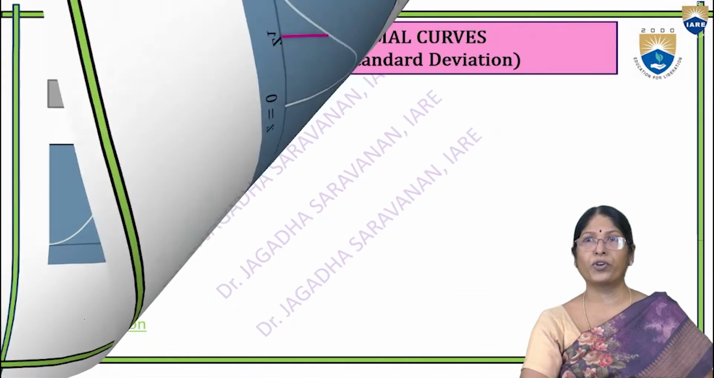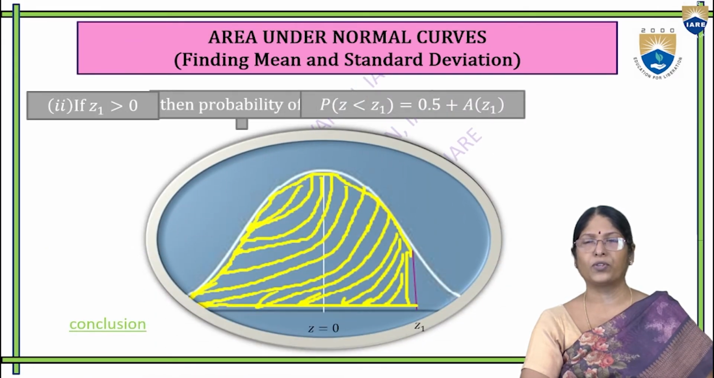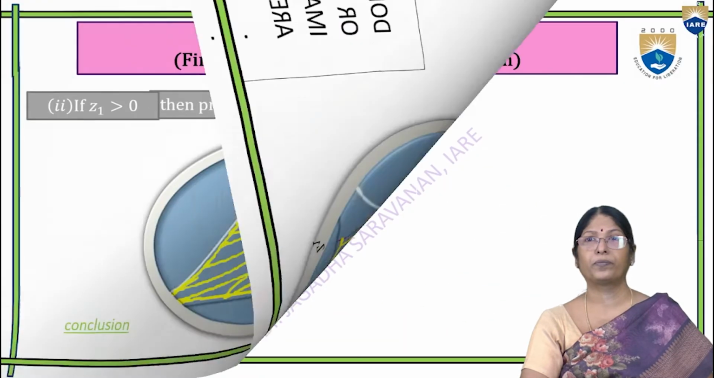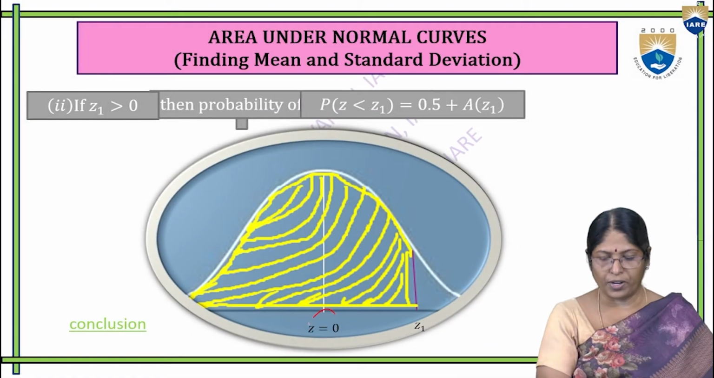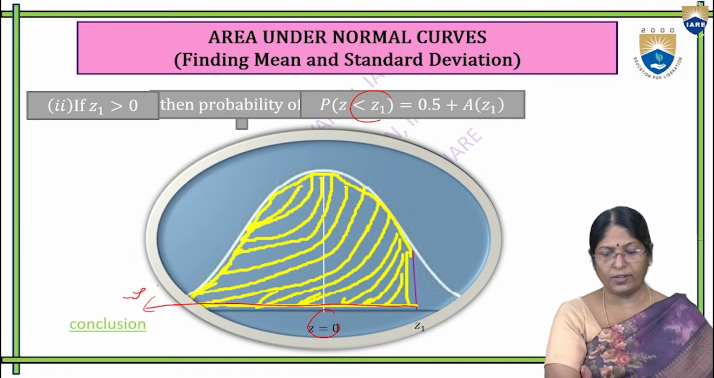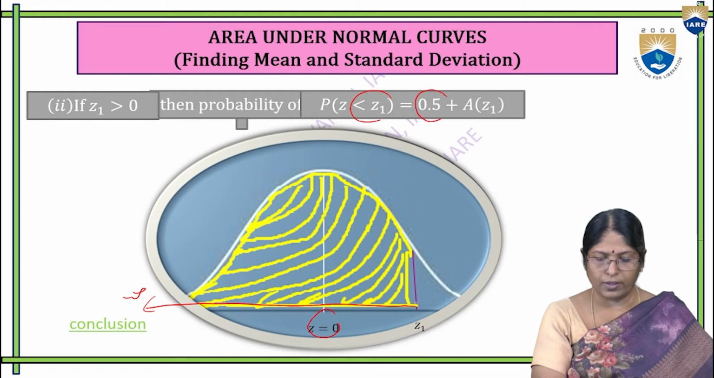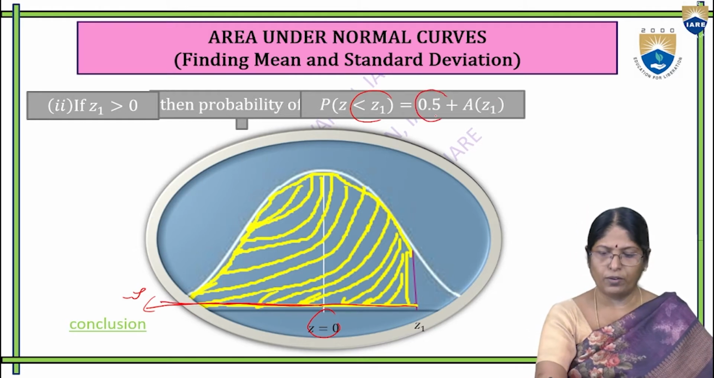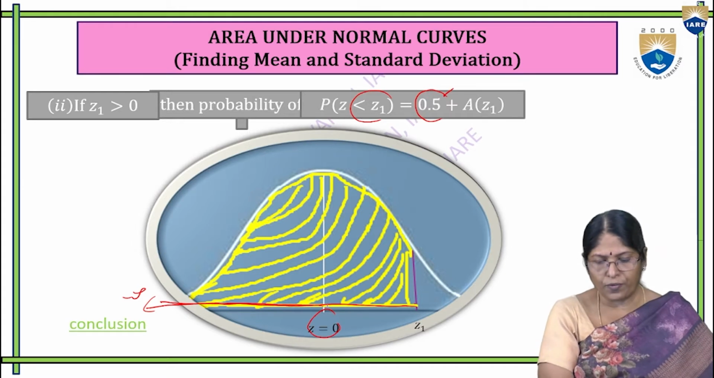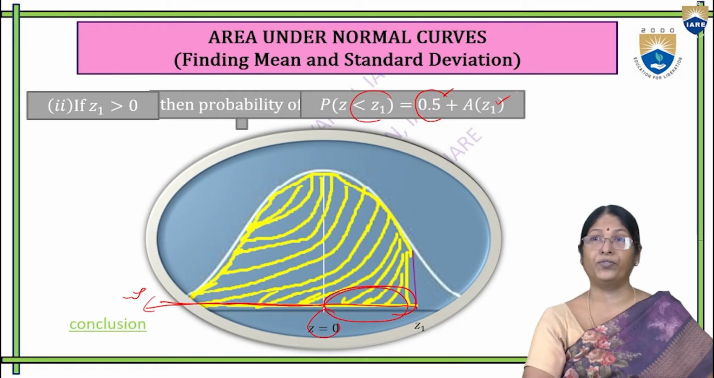We can see it in more detail in the next slide. This slide gives a very clear picture. Here Z equal to 0, and this is the left side of Z1. We focused here up to minus Z. The yellow shaded part is 0.5, and this is included for that purpose. From here, this shaded part is nothing but the area of Z1.